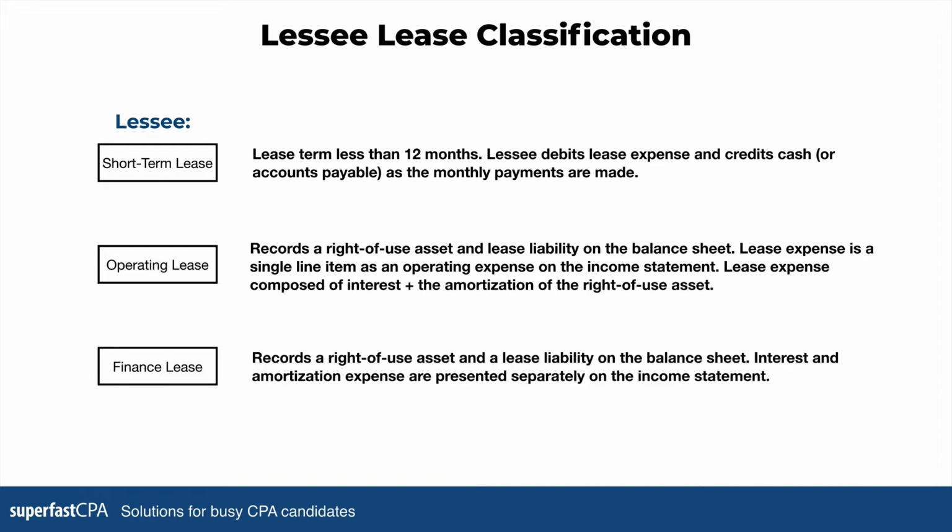With a finance lease, the lessee will also record a right of use asset and a lease liability account. Interest and amortization expense are presented separately on the income statement. So in a different video, we'll go through the actual accounting for the leases, the lease payments, the right of use asset, the amortization, all those things.